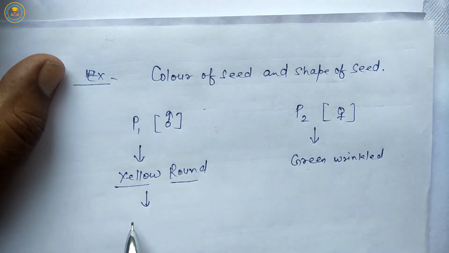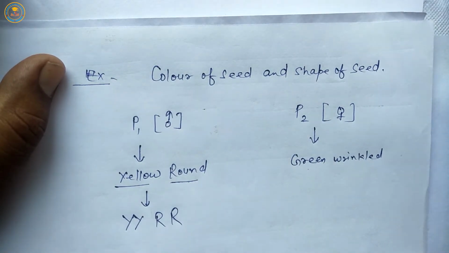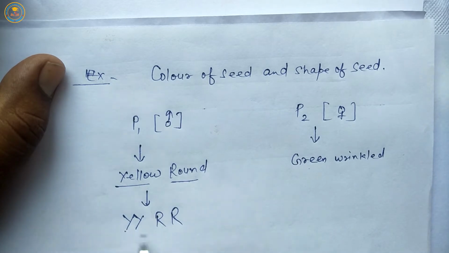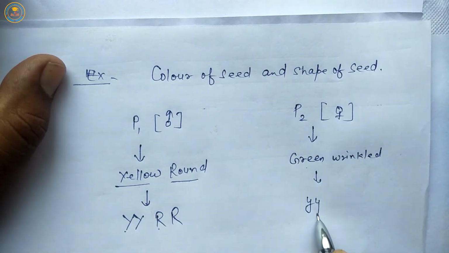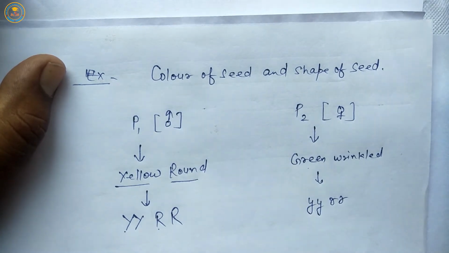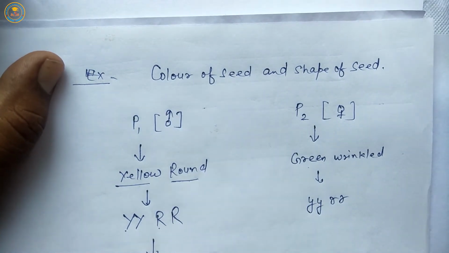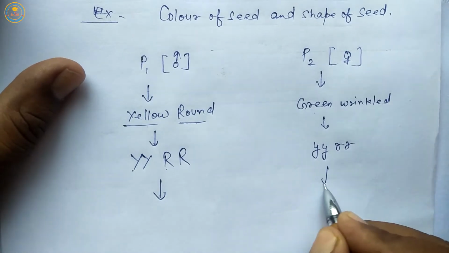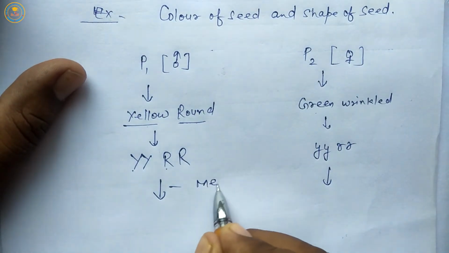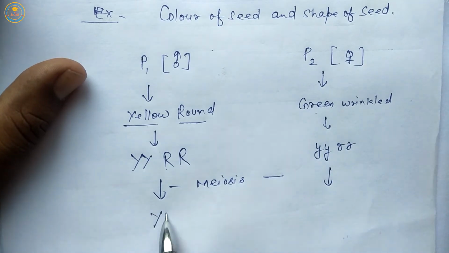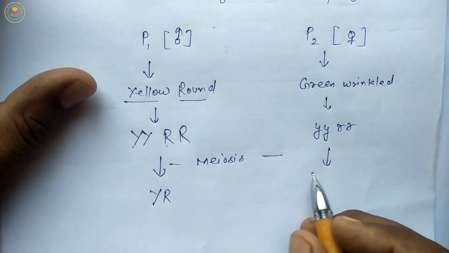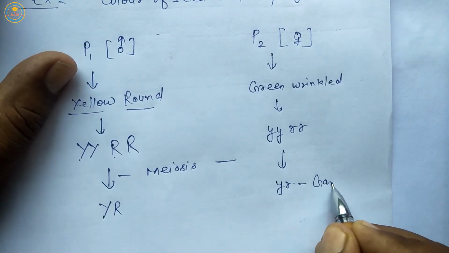Yellow round means capital Y, capital Y, capital R, capital R. Green wrinkled means small y, small y, small r, small r. The next process is meiosis, so it forms equal gametes, the same type of gametes.